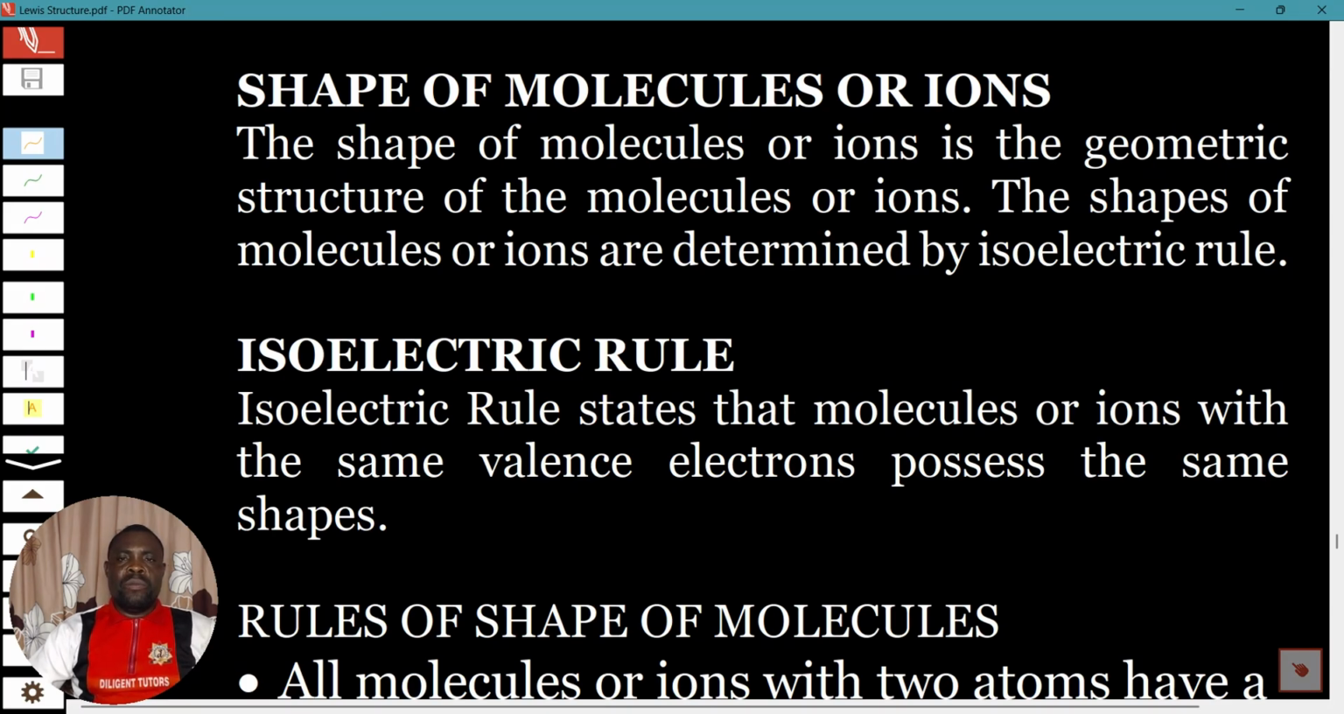The shape of a molecule or ion is the geometric structure of the molecule or ion. The shapes of molecules or ions are determined by the isoelectronic rule. The isoelectronic rule simply states that molecules or ions with the same valence electrons possess the same shapes.